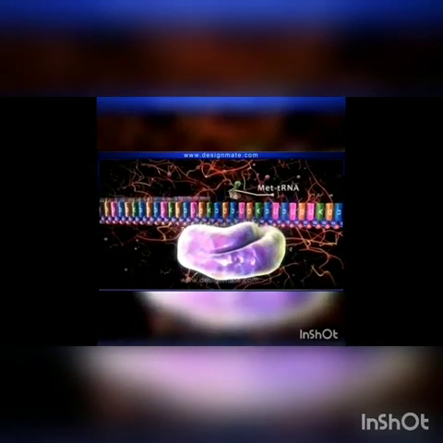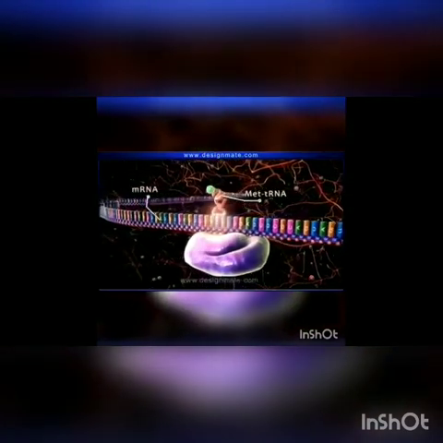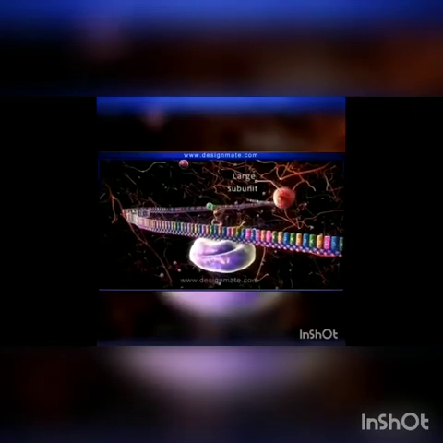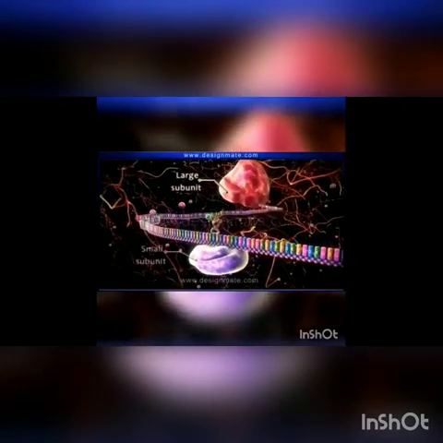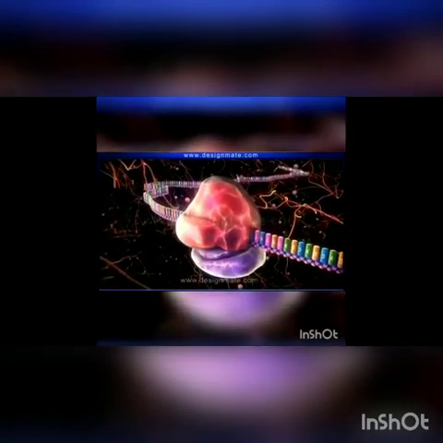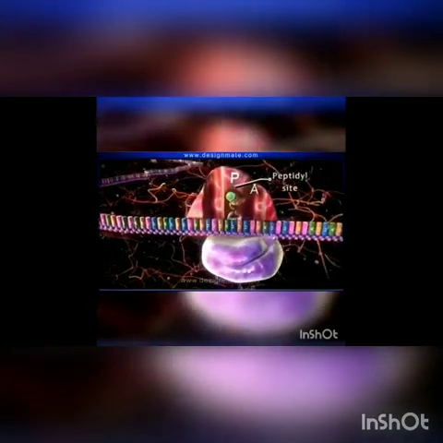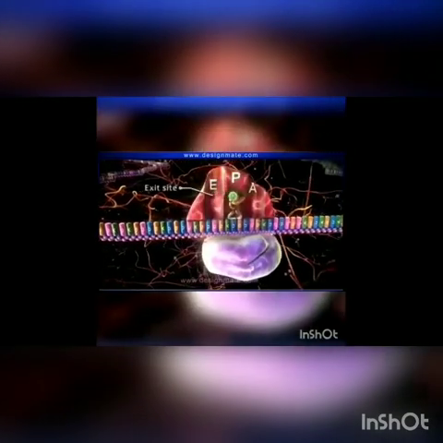or the initiation codon. At this point, the Met-tRNA possessing the anticodon UAC pairs with the AUG codon of the mRNA. Then, a large subunit of the ribosome combines with the small ribosomal subunit. The large subunit shows three sites: the acceptor site or A site, the peptidyl site or P site, and the exit site or E site. This whole unit forms the initiation complex.